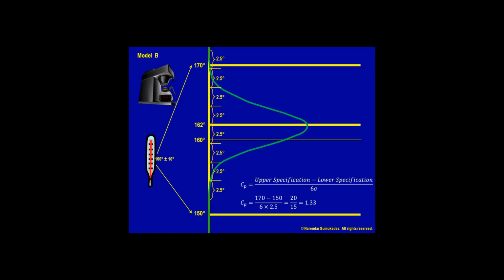We are now unable to fit 4 standard deviations between the process mean and the customer's upper tolerance of 170 degrees. But our Cp value has not changed to reflect that fact. The Cp measure only tells us whether the variability of our process is adequately small. It does not take into account whether our process is off-center.